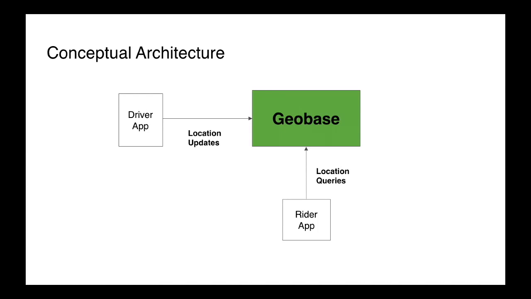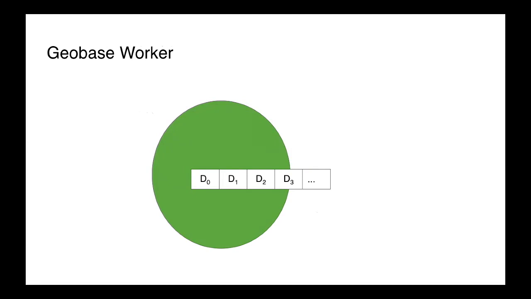I think it won't be a surprise to you that it's a distributed system, but I'll first start by describing what a single node or single worker in that system will do. So let's start with what a single Geobase worker might do. Conceptually, you can think of it as storing some set of driver objects in memory. The exact format doesn't matter, but you can think of it as an array. And let's say this worker is storing all these driver objects, and it's handling these 2 types of operations, right?